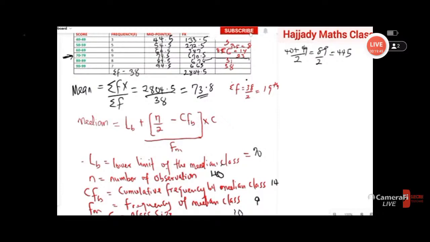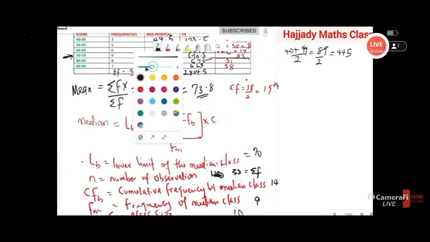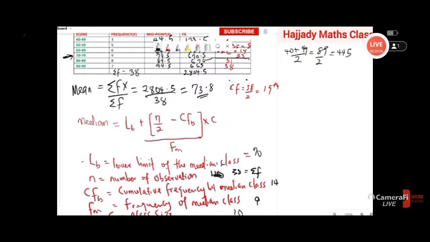Oh, sorry, our number of observation can be 10. That is a mistake on my part. It's 38. Our number of observation is the same thing as summation F. Now, we are going to make use of these values in computing our median.